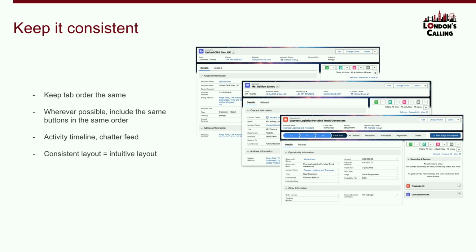Same with your buttons. If it's possible, if your use case allows it, keep your button order the same as well across your org. And your activity timeline, your chatter feed, again, just try to keep it around the same position. As you can see on my example as well, everything is in roughly the same order. So no matter where your users are, they know exactly where they need to look if they need to click edit, click clone, etc., etc.